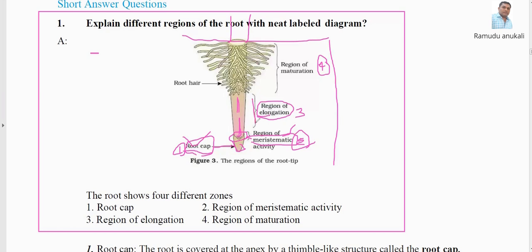So after the elongation region we can see the maturation region. Here is one important point: from the region of maturation, hair projections develop in the sideward direction. These projections are called root hairs. Root hairs develop from which region of the root? The region of maturation. From the cells of the region of maturation, hair-like projections develop. Those are called root hairs.